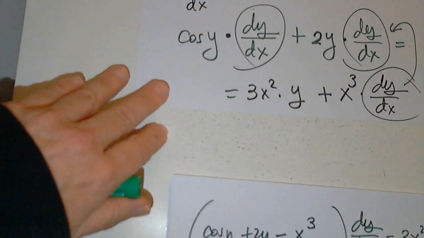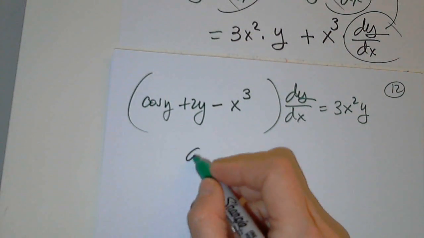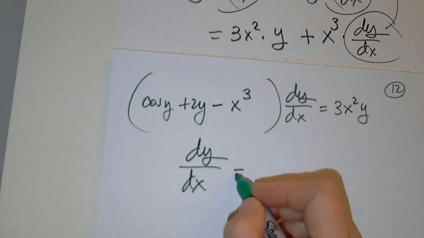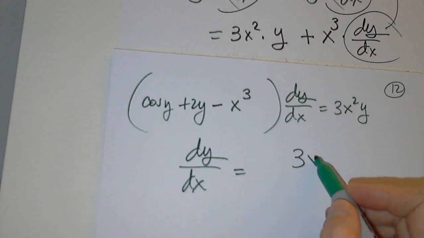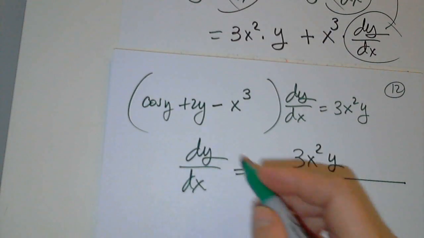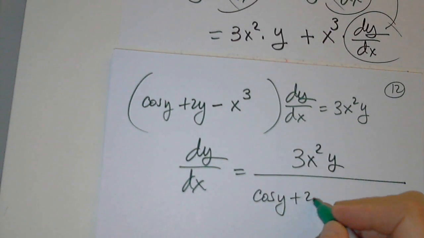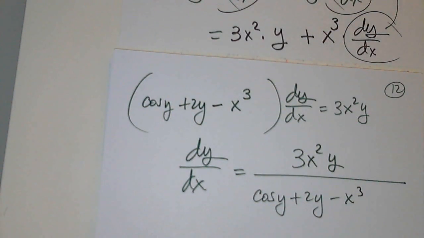And finally, I want you to tell me what does dy over dx equal to? 3x squared y, of course, over everything over that. Cosine y plus 2y minus x cubed. And this is implicit differentiation.